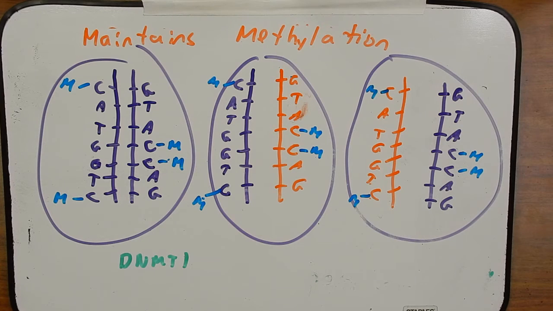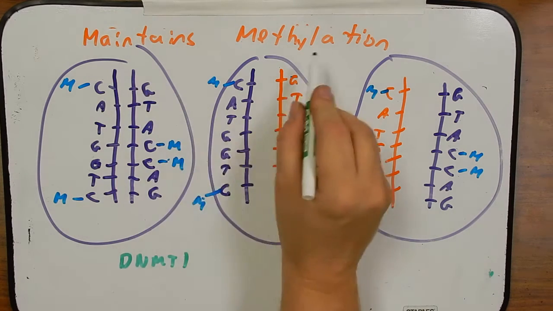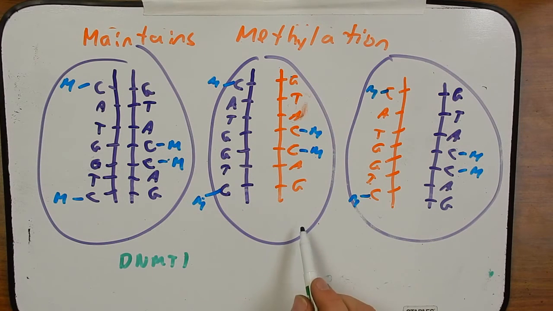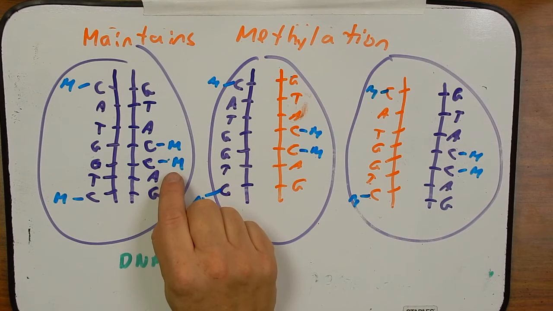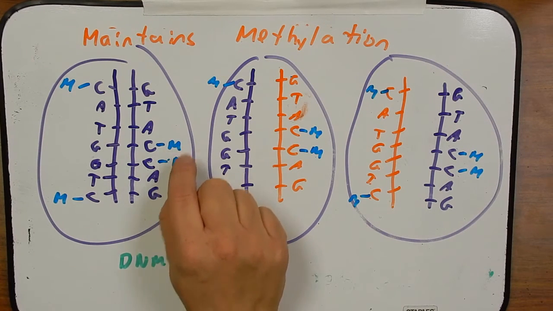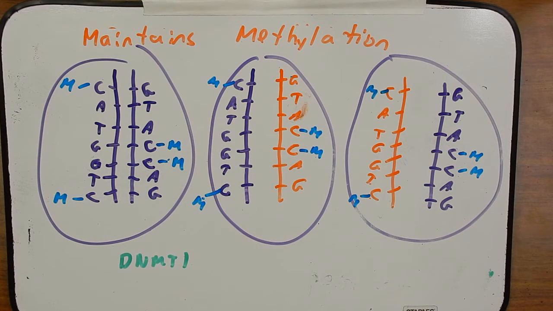So its job, as you can predict based on what I wrote up here, is it maintains the original methylation pattern. If in one cell in the pancreas you want a gene to be turned off because of methylation, when that cell divides, you want that same repression, the same repressive mechanism stimulated by the methyl groups to be maintained. And that's the job of DNMT1.